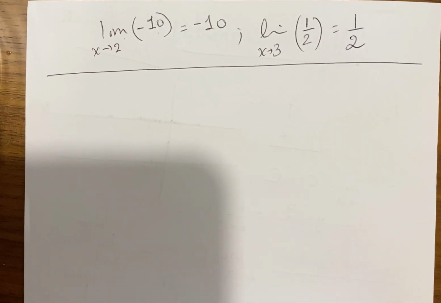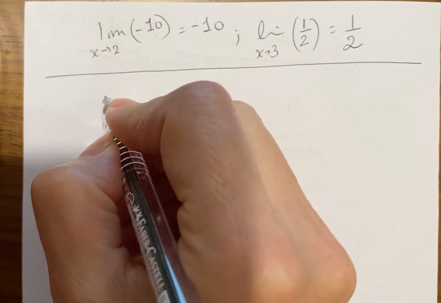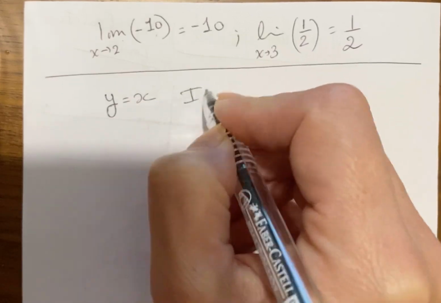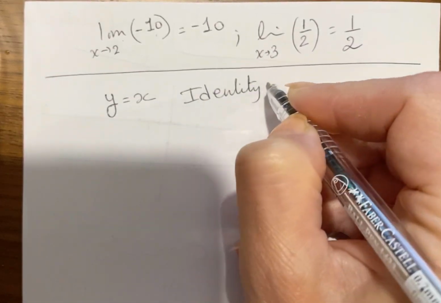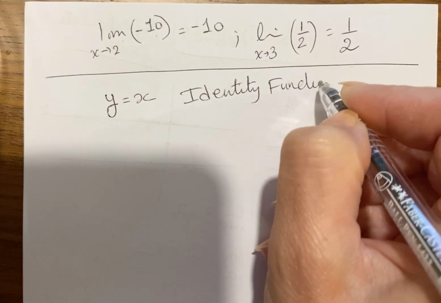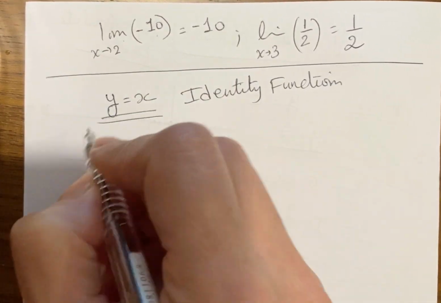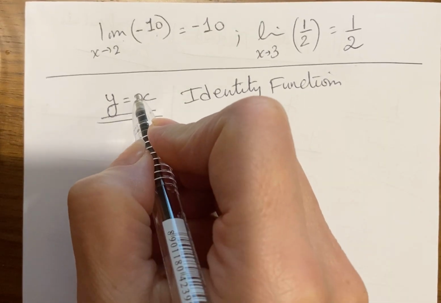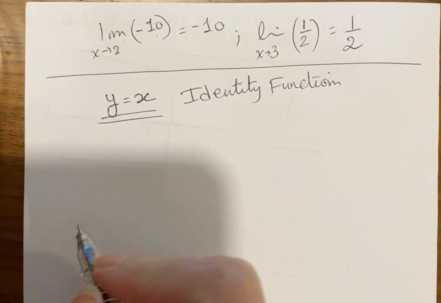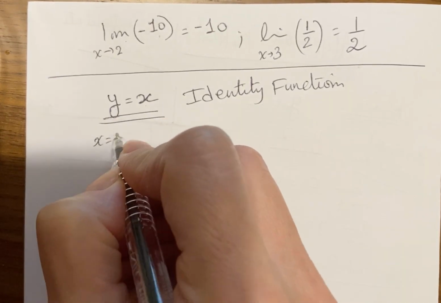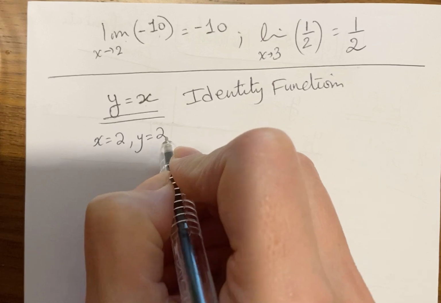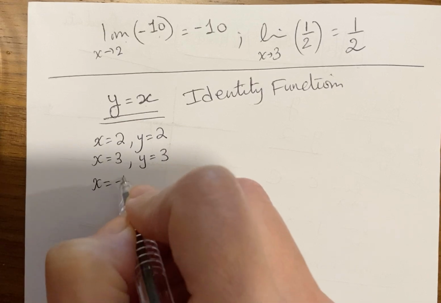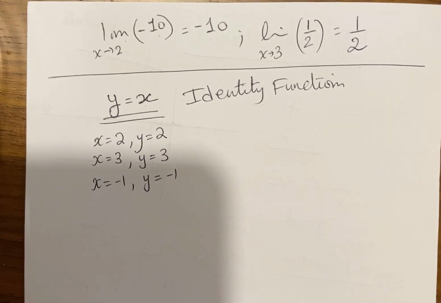What's the next important function after a constant function? The second function we might think of after the constant function is the identity function. The identity function is the function y equals x. So no matter what x you input, the output will be equal to x. So for example, when x is equal to 2, y is also equal to 2. When x is equal to 3, y will be equal to 3. When x is equal to minus 1, y will be equal to minus 1.